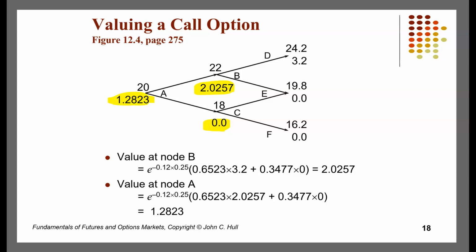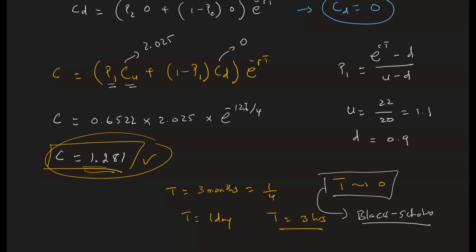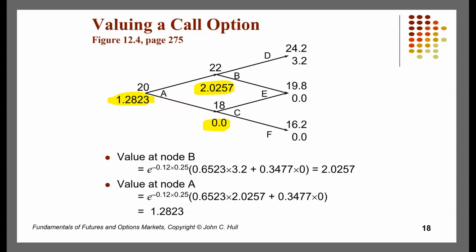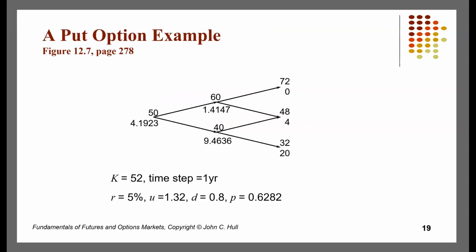1.2823. What did we get? We got 1.281, so approximately, I'm sure that's the decimal that is at issue there. But that's essentially what the process is all about. You could do the same thing for a put option. We're not going to work the example of the put option here, but you could do the same thing for a put option and you would have the same answer.